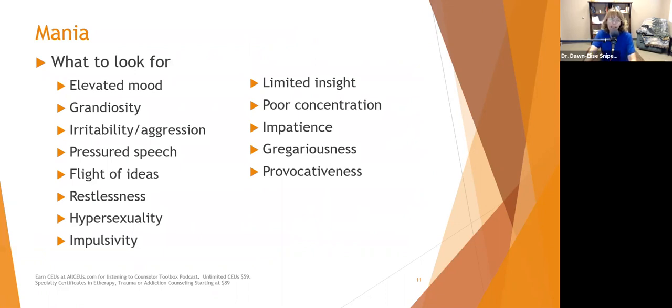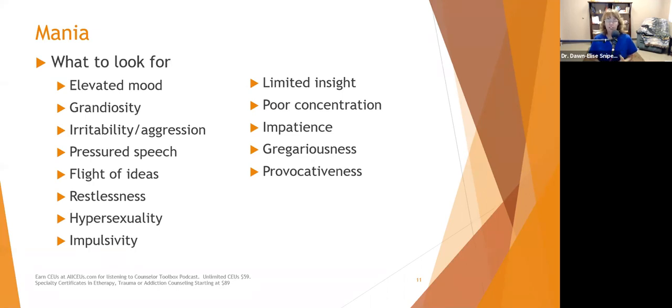With mania, and this is not a hard one to pick out, you want to look for elevated mood, grandiosity, possibly irritability and aggression. When someone is manic, they're often pursuing thrill-seeking activities. They're often pursuing stimulation. And if you stand in their way, they can get really ticked off. And generally in mania, people have very low impulse control. So combine high frustration with low impulse control, and you have the perfect mixture for irritability and aggression.